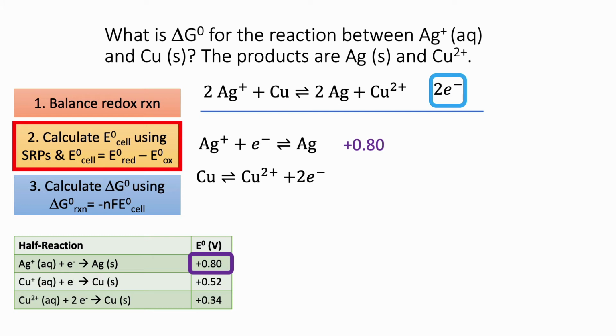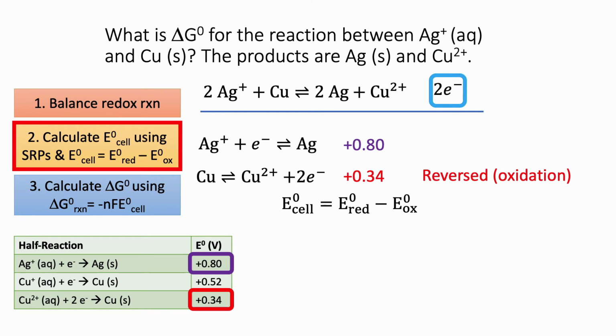And we have copper turning into copper 2 plus ions. The closest we can find is this one, plus 0.34. But if you compare this to the one in the table, you'll see that this is running in reverse. Therefore, this is our oxidation reaction. And so now we can take those numbers, we can plug them into our equation for the cell potential, and we get 0.80 minus 0.34 equals 0.46 volts.